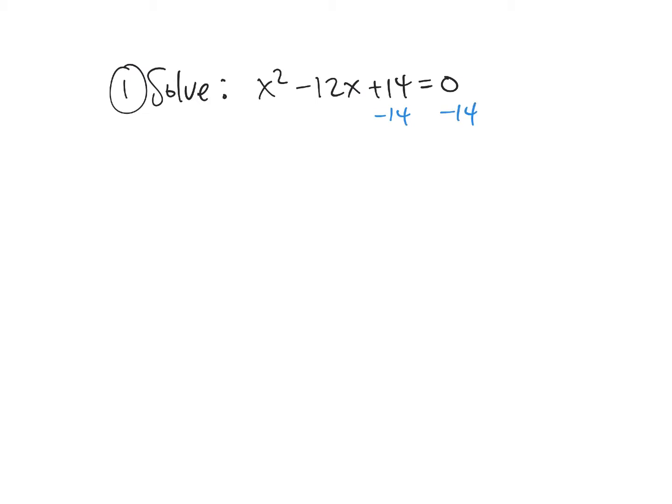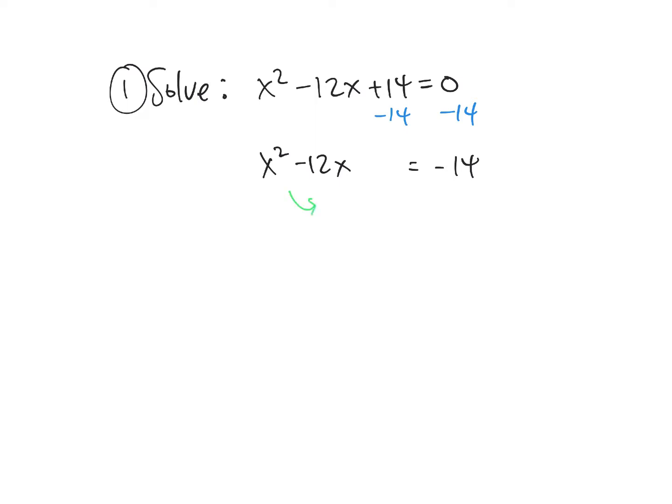We want to solve x squared minus 12x plus 14 equals 0. So immediately I recognize that this is a quadratic equation. If I wanted to do quadratic formula, I could, but this is an ideal case for completing the square. So I'm going to subtract my 14 over, leave my x squared and my minus 12x on the left side, equals 0 minus 14, which is negative 14, on the right side.